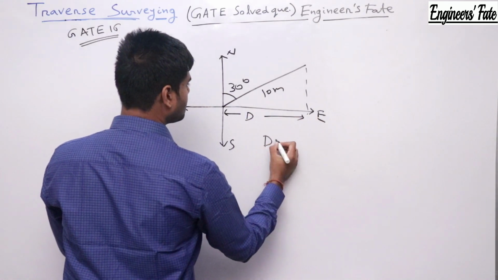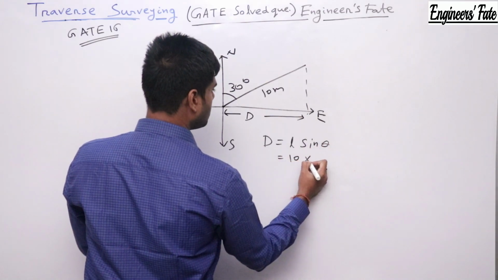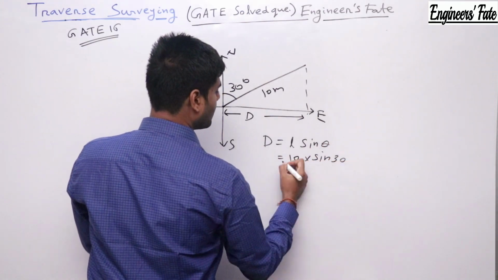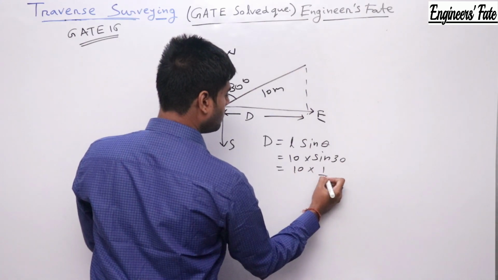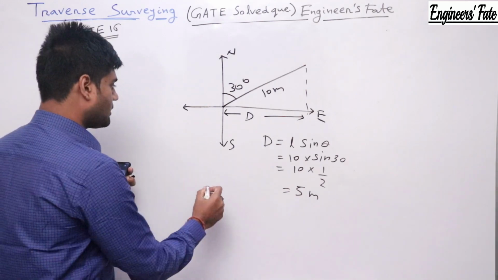Very easy question. What is departure? Departure equals L sin theta. What is L? 10 into sin 30. So what is sin 30? 10 into 1 by 2, that is 5 meter. So option D is correct.